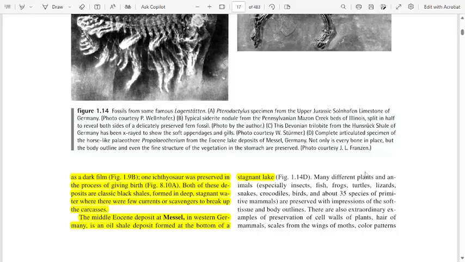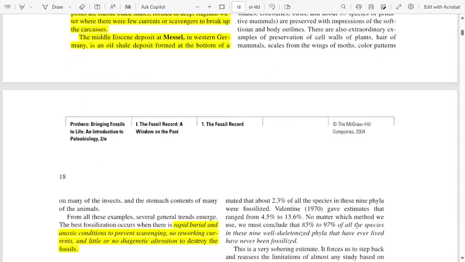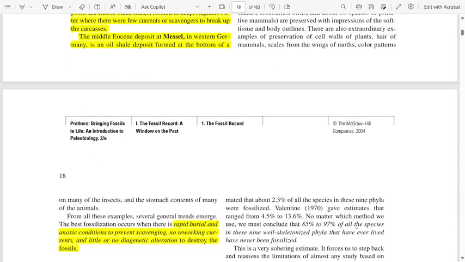The Middle Eocene deposit at Messel in western Germany is an oil shale deposit formed at the bottom of a stagnant lake. Very different plants and animals, especially insects, fish, frogs, turtles, lizards, snakes, crocodiles, birds, and about 35 species of primitive mammals are preserved with impressions of the soft tissue and body outlines. There are also extraordinary examples of preservation of cell walls of plants, hair of mammals, scales from the wings of moths, color pattern on many of the insects, and the stomach contents of many of the animals.